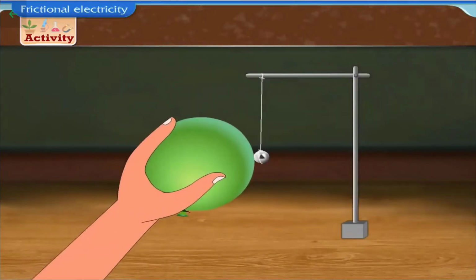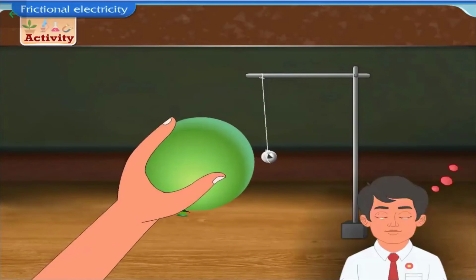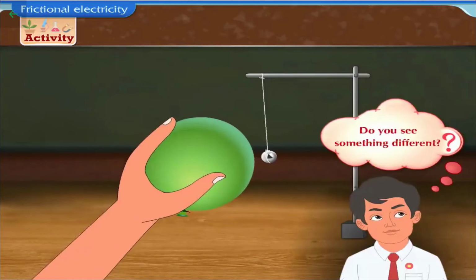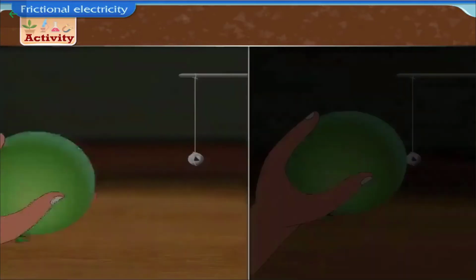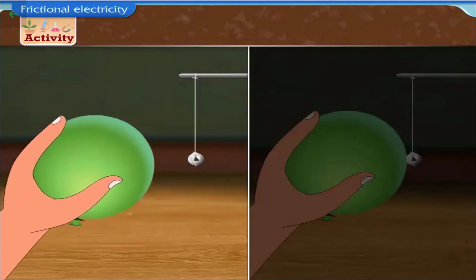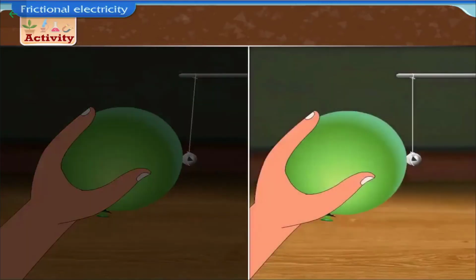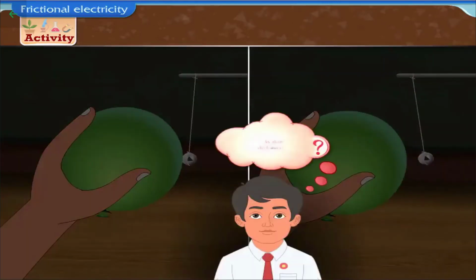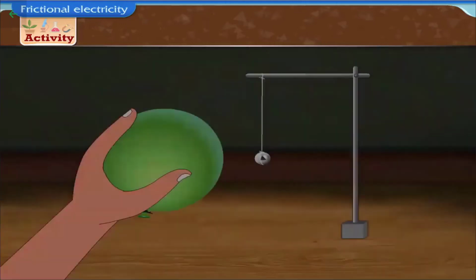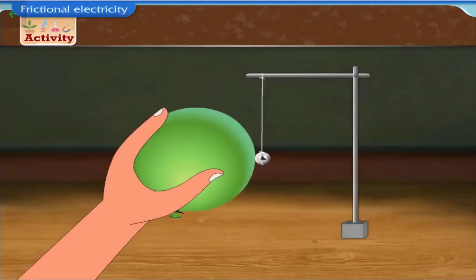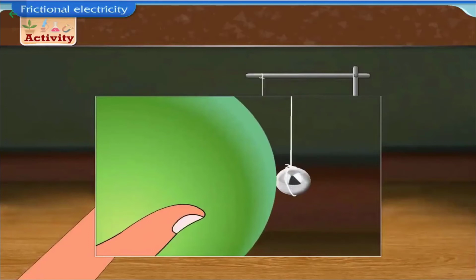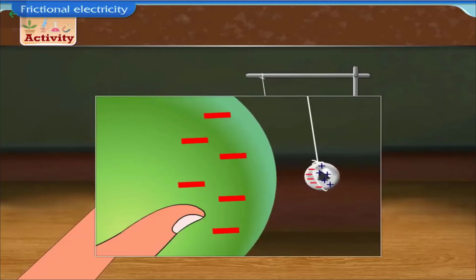Now touch the balloon to the aluminium ball. Do you see something different? Oh yes! The aluminium ball, which was earlier attracted to the balloon, now goes away. Why does this happen? When we touch the balloon to the aluminium ball, both the objects become similarly charged. As we know that like charges repel each other, hence the aluminium ball goes away from the balloon.